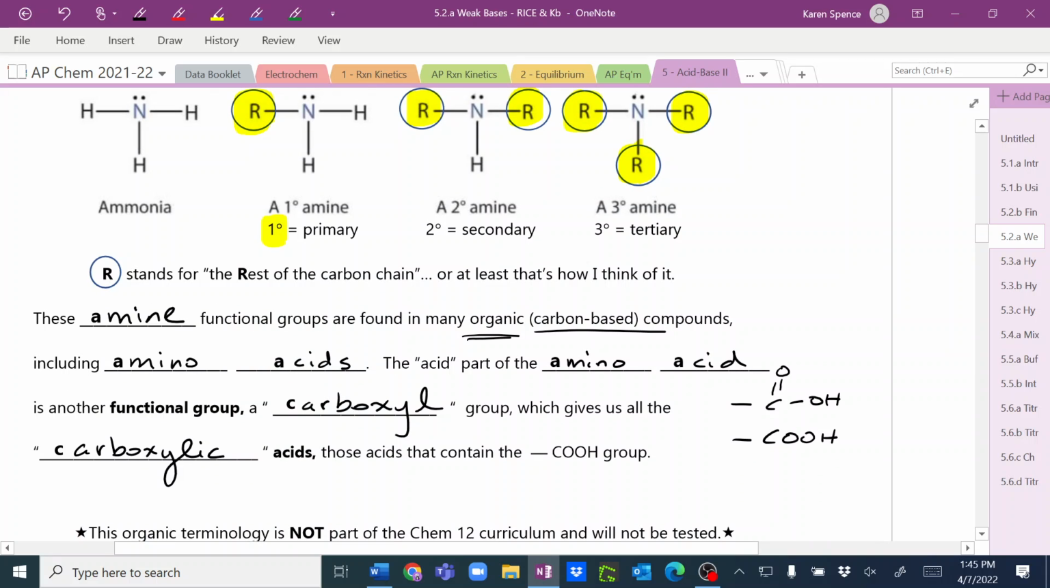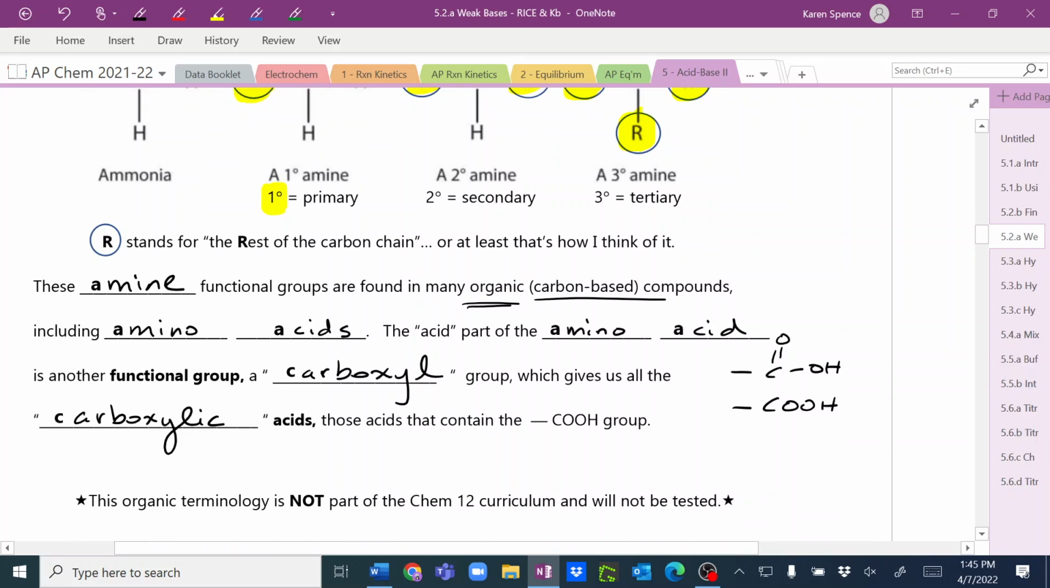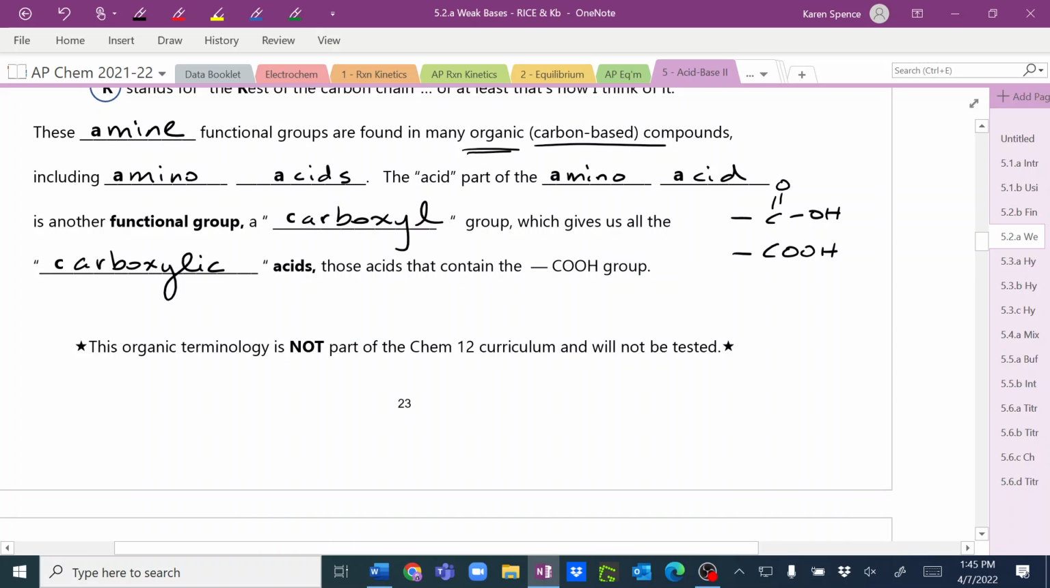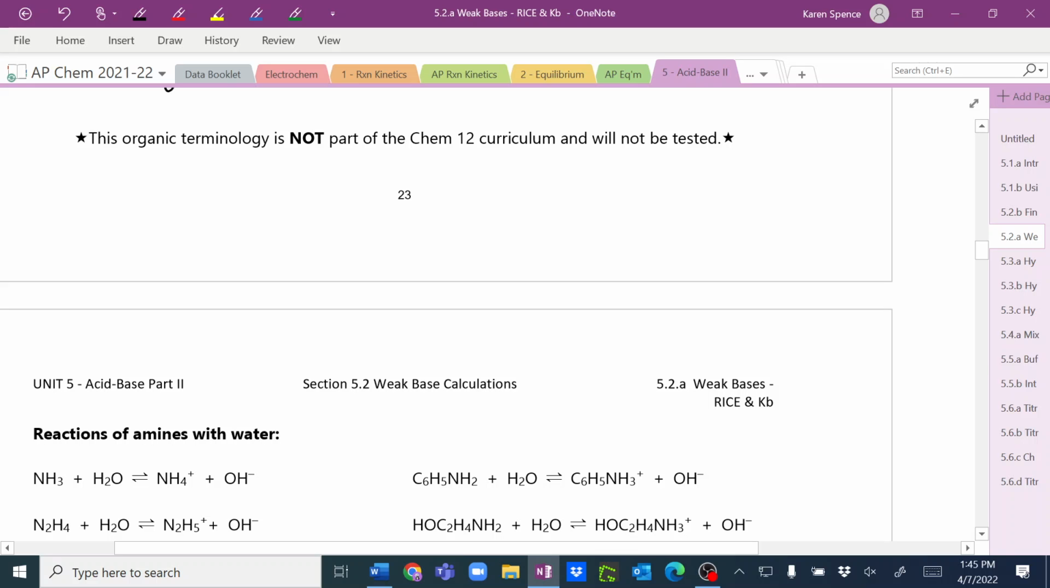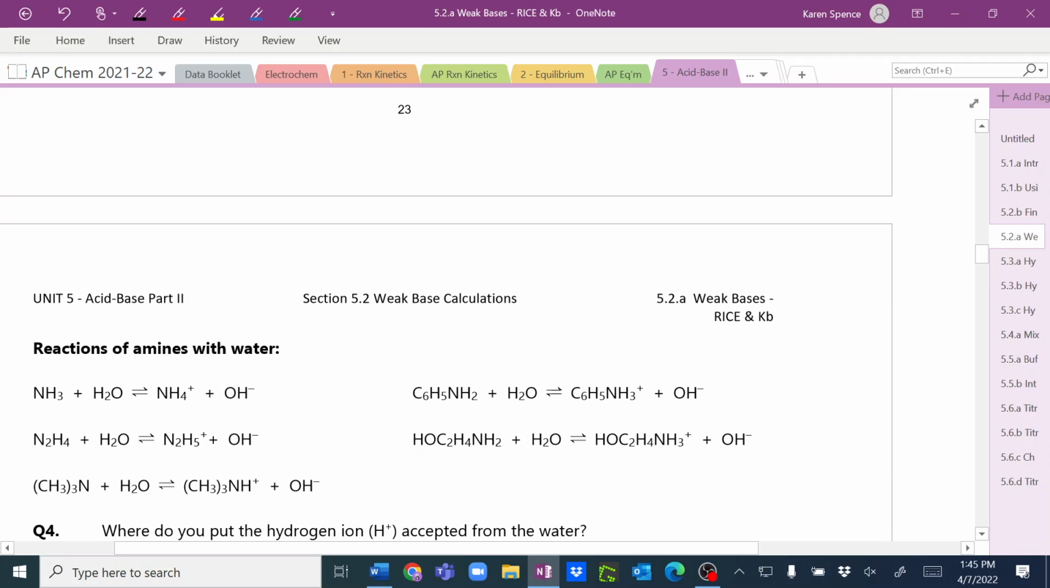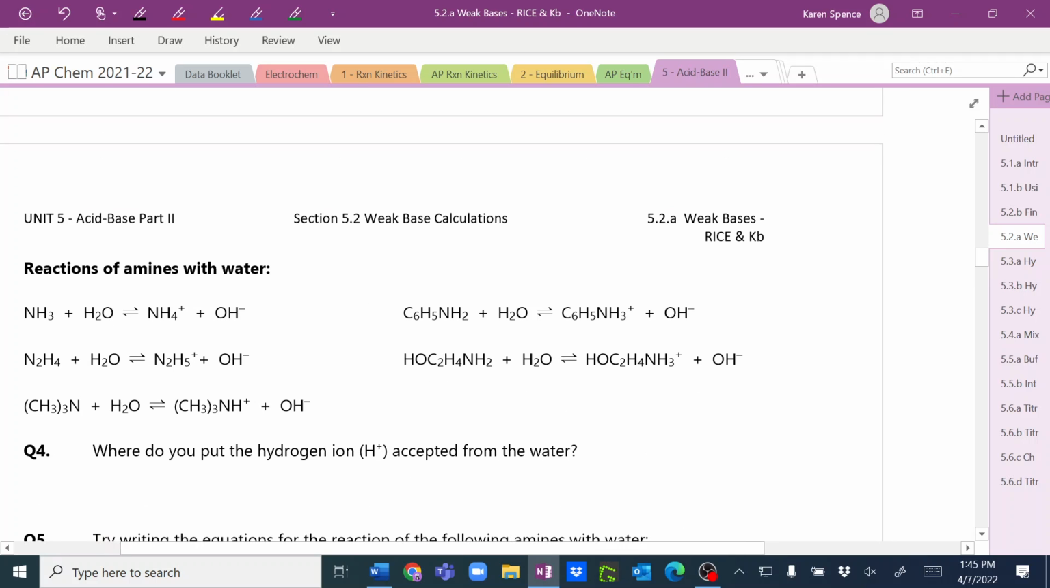Okay, this organic terminology is not part of Chem 12, it is not part of AP, and it will not be tested, okay? However, super useful if you're going into any of the biological sciences or if you're doing any organic chemistry along the way. And we are at 45, so let's be back at 2 after 2. Does that sound good? Yeah? And then you guys can do some review of acid base 1.